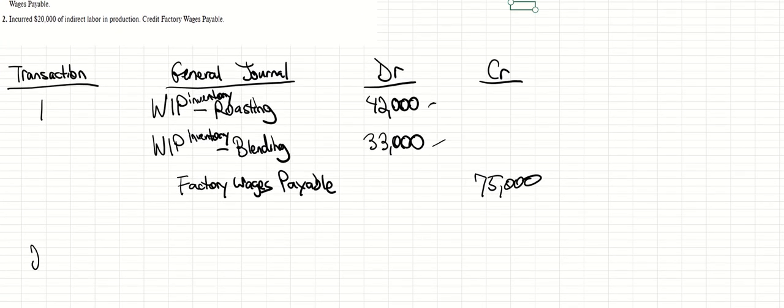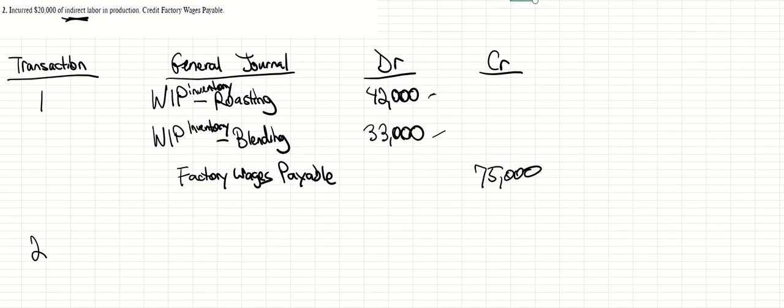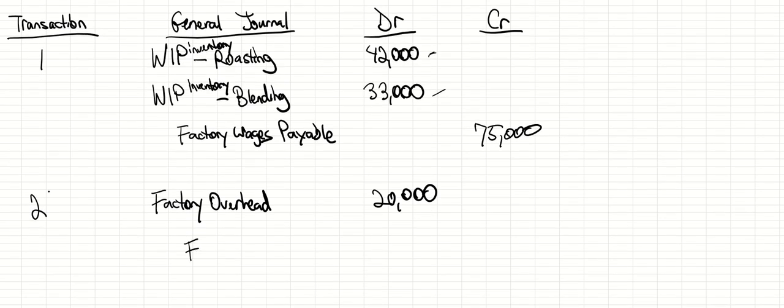Transaction 2. It says incur $20,000 of indirect labor in production, and the credit is going to go to factory wages payable. So we're partially done with number 2. Since it's indirect labor, it's going to be recorded in factory overhead. So factory overhead is going to be debited for $20,000, and the credit, which they give to us, is going to be factory wages payable for that same amount.